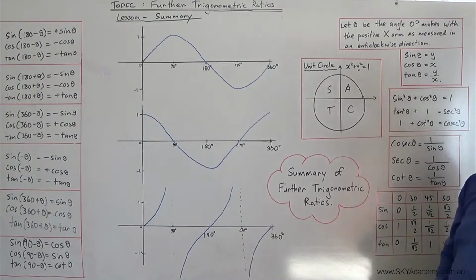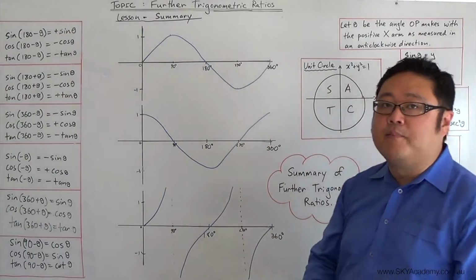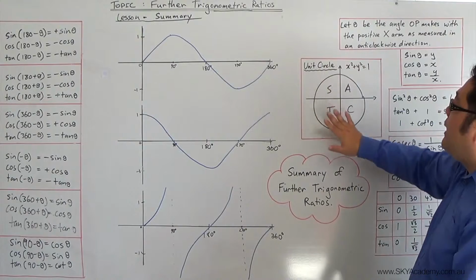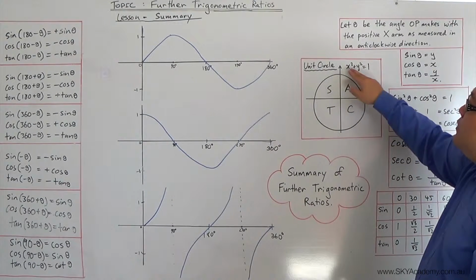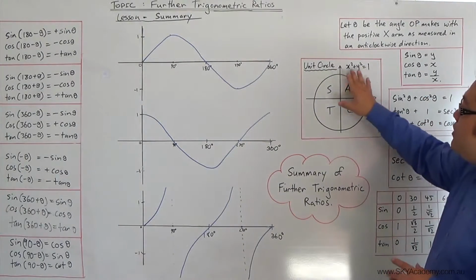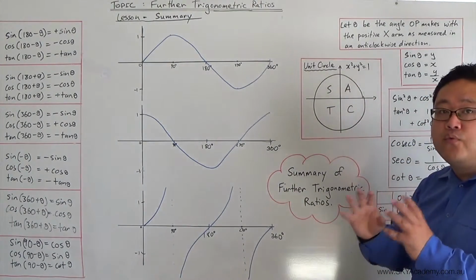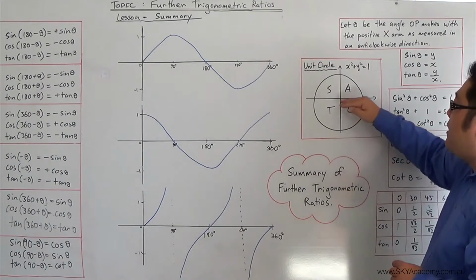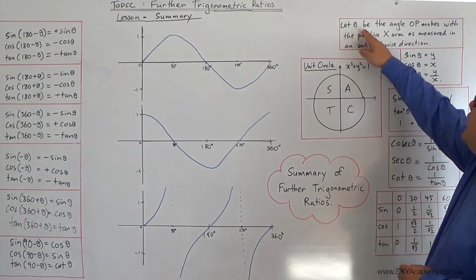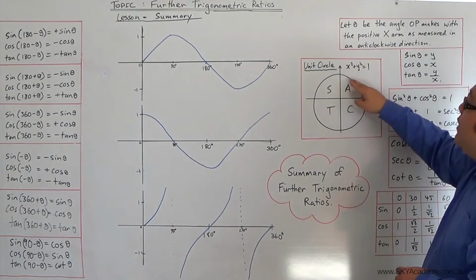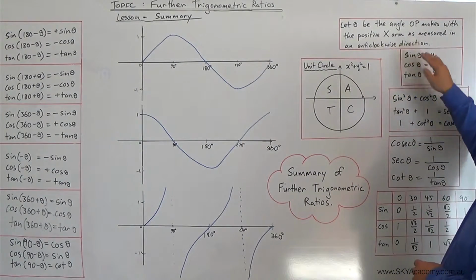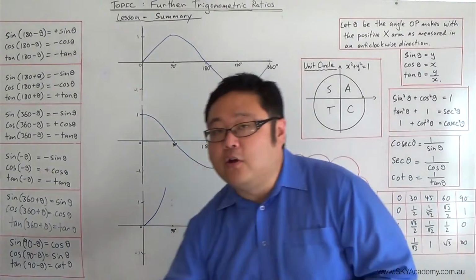Let me go through what we've done up until now. We looked at the unit circle, and we worked out that the unit circle was x squared plus y squared equals 1. And on the unit circle, we've been able to redefine our angle theta for trig ratios as follows: let the angle theta be the angle that a point P(x, y) makes with the positive x arm as measured in an anti-clockwise direction.